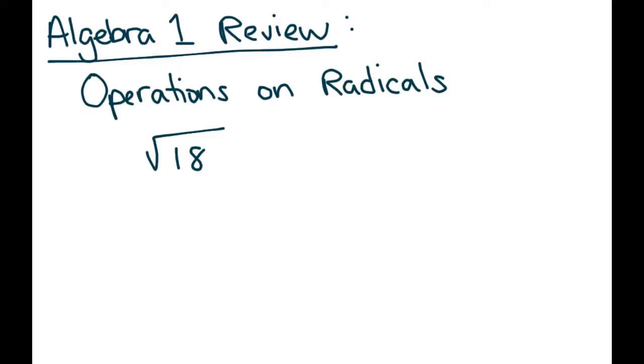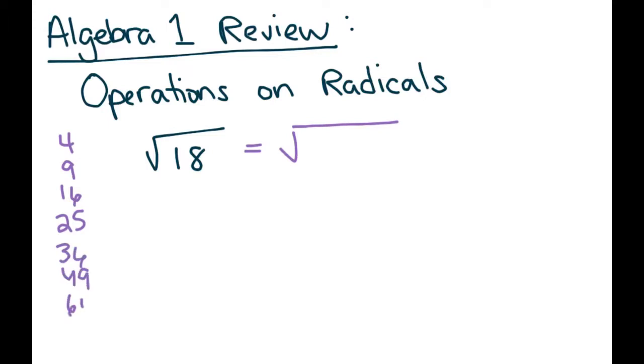This is how I learned it in Algebra 1. My teacher said, rewrite the number under the radical as the product of two numbers, one of them being a perfect square. Remember what perfect squares are: 4, 9, 16, 25, 36, 49, 64, 81, 100, numbers like that.